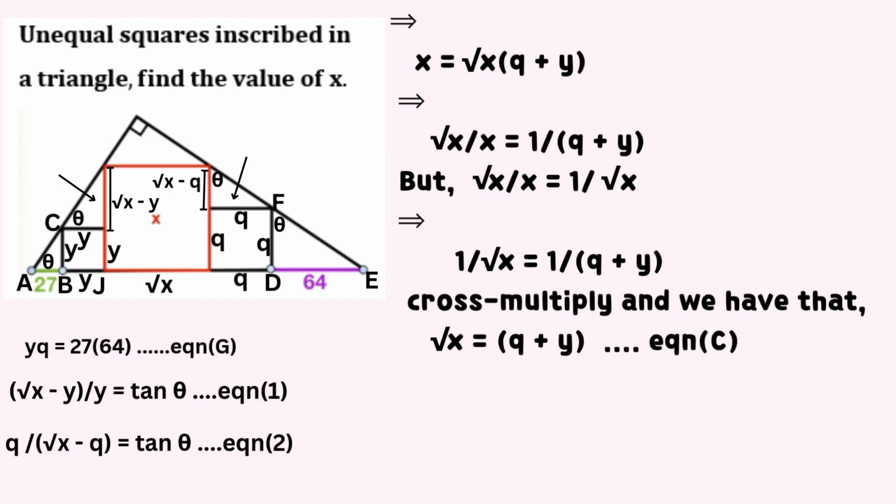Rearrange terms. But square root of x divided by x equals 1 divided by the square root of x. It follows that 1 divided by the square root of x equals 1 divided by the sum of q and y. Cross multiply and we have that the square root of x equals the sum of q and y. We call it equation C.